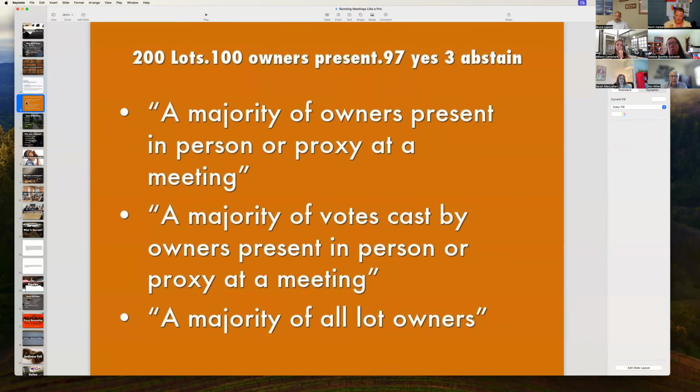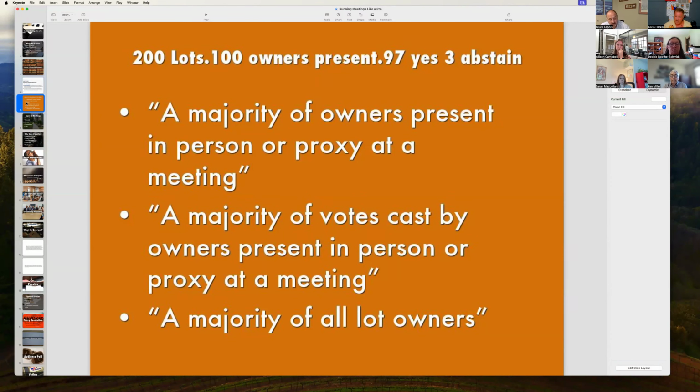Top one. 51. Yeah. 50. Now we're talking. So a majority of owners present. So we have 97. So it's a majority of 97. Or actually, no, I'm sorry. It's a majority of 100. There are 100 people there, so it's 51.